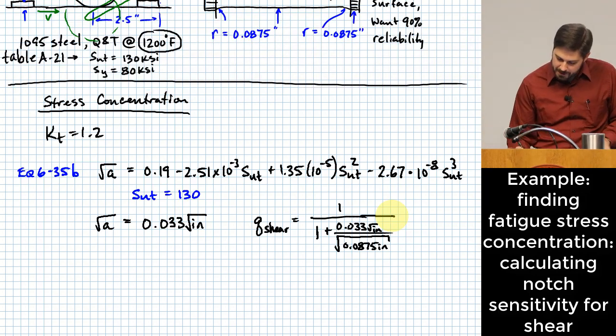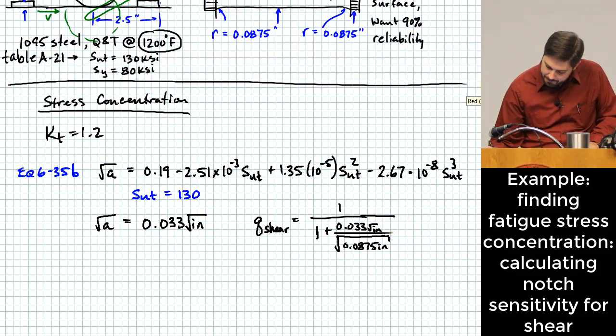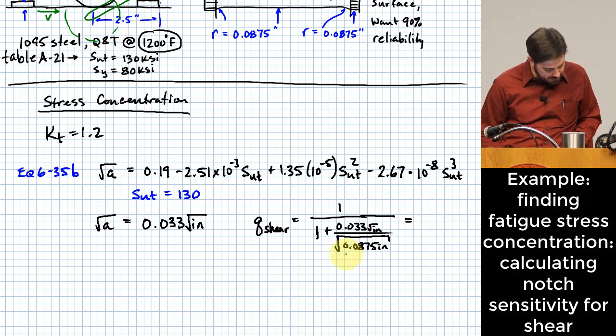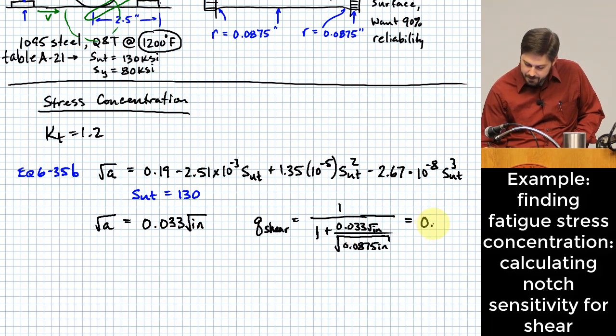All right, so there's my Q sub shear, and if I plug in those values and evaluate it, I get 0.899.